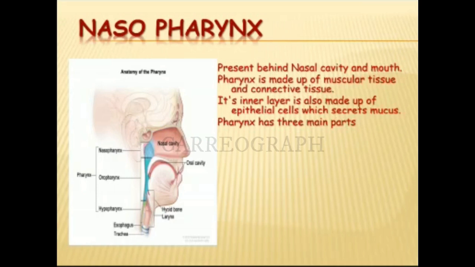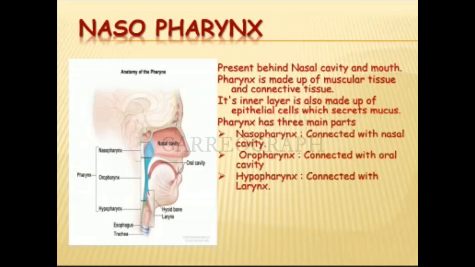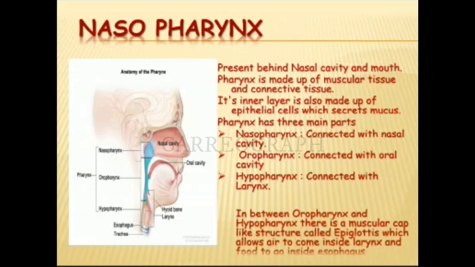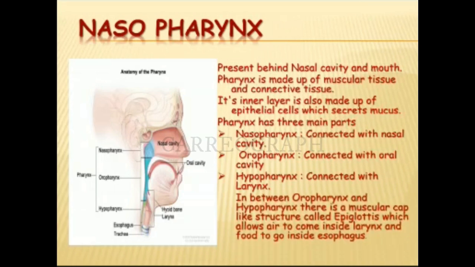This pharynx has three main parts. The upper part is nasopharynx which is connected with nasal cavity. The middle portion is oropharynx which is connected with the oral cavity, and the lower one is hypopharynx which is connected with the larynx. Friends, in between oropharynx and hypopharynx there is a muscular cap like structure called epiglottis which allows air to come inside larynx and food to go inside esophagus.